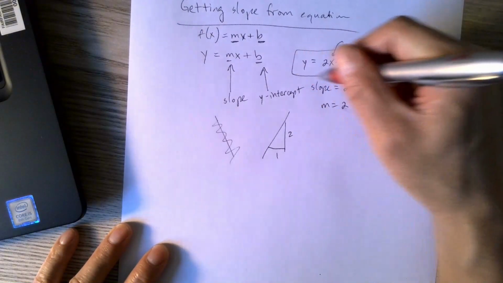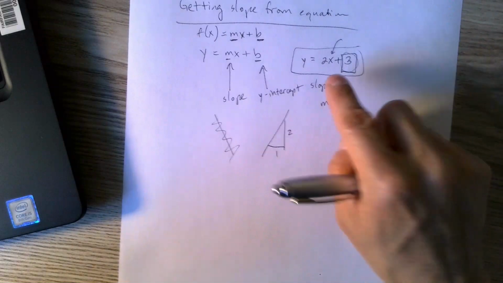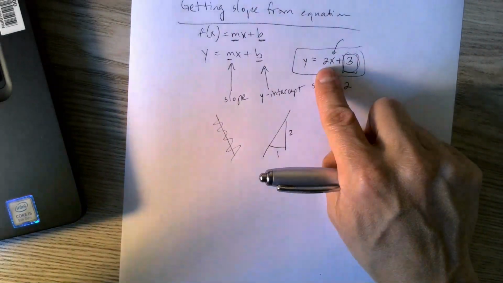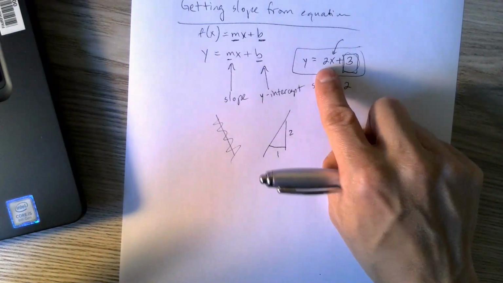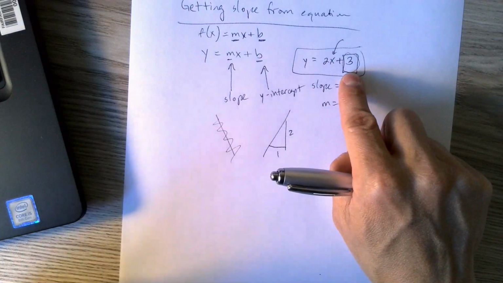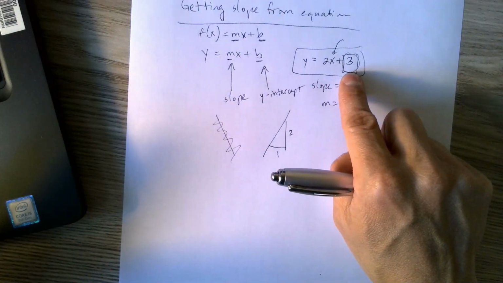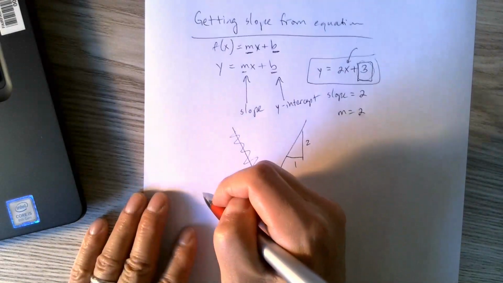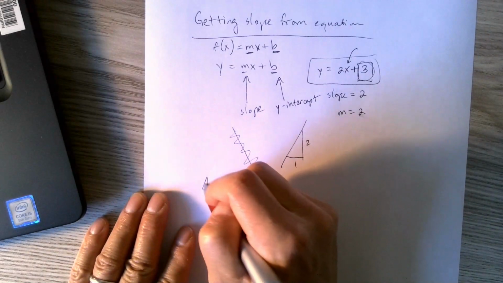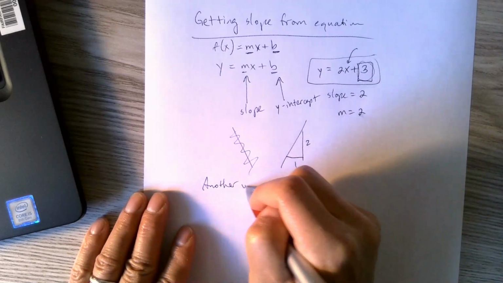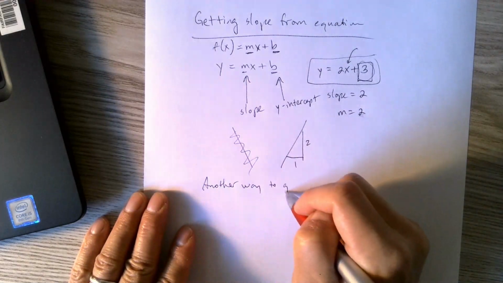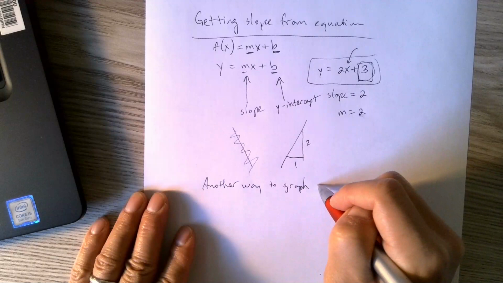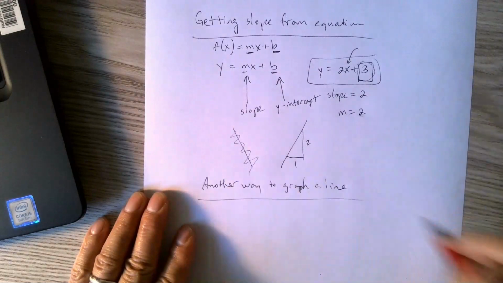So just from the equation of the line, you get a lot of information. You get the slope, which tells you steepness and direction. You have the y-intercept, which automatically gets you 1 point. Which leads me to this: a second way to graph a line.